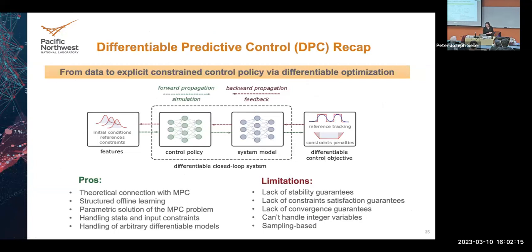Okay, so we're able to train these control policies. So there is a theoretical connection with MPC. We have a lot of advantages. We can train this control policy offline. It is a parametric solution to the MPC problem. It handles state constraints, input constraints, and it's using differentiable models, the system identification part.